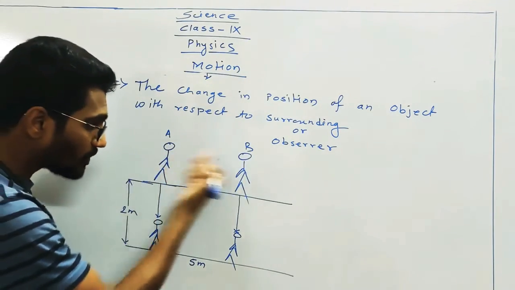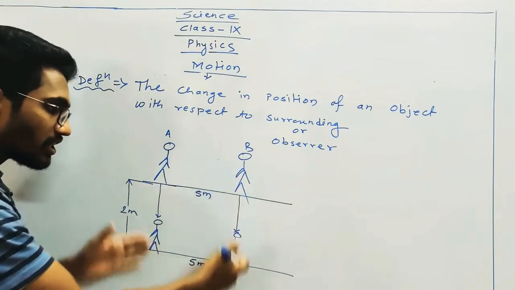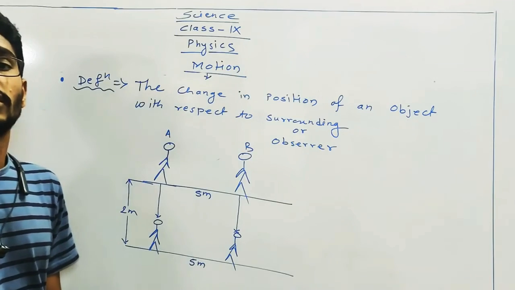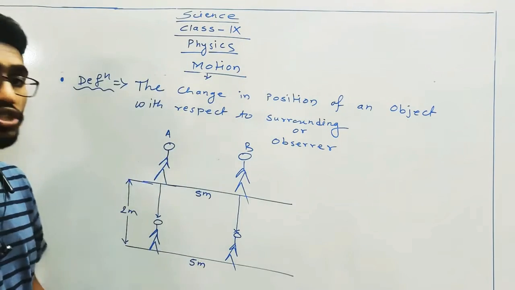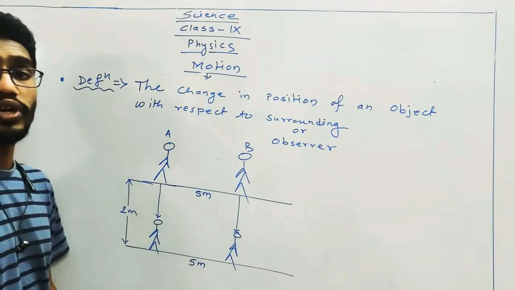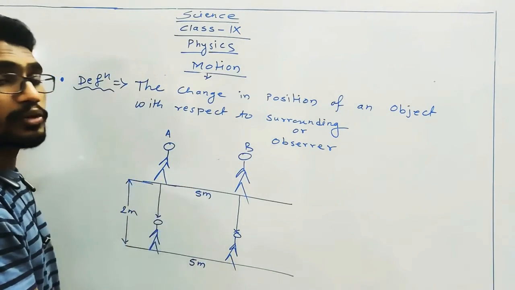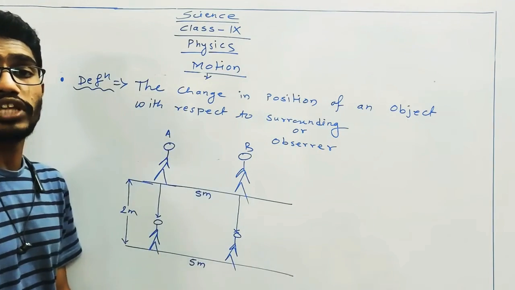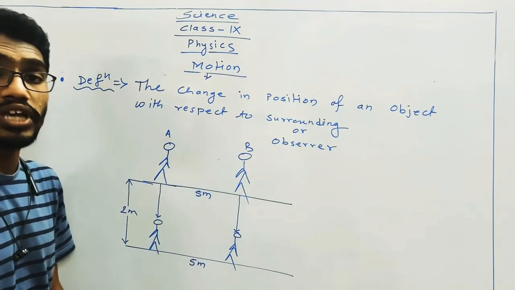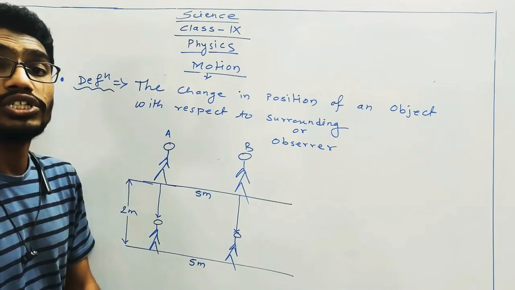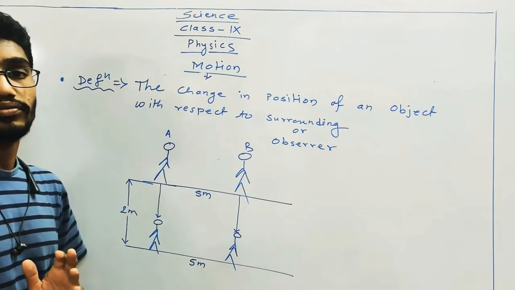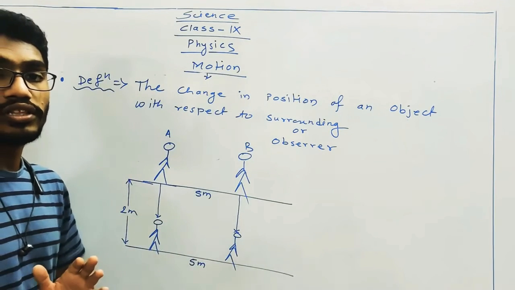Earlier they were 5 meters away from each other. They travel certain distance in a straight line. Still they are 5 meters away from each other. So object A does not change the position with respect to B. Object B does not change the position with respect to A. They both are at 5 meter distance initially and finally also. That's why they do not change the position with respect to each other. So they are not in motion with respect to each other. Is it clear to all?